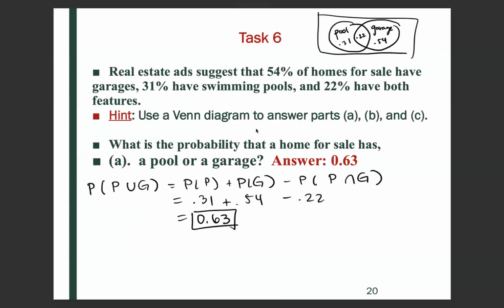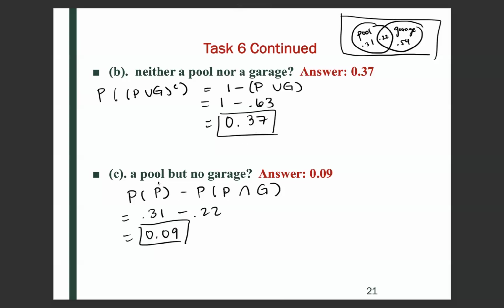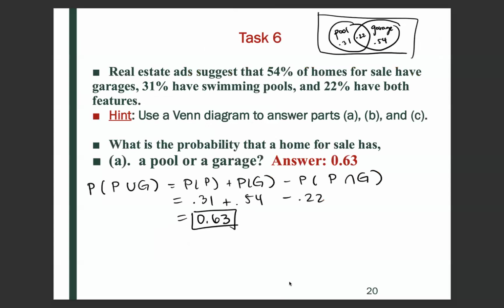And then what is the probability that a home for sale has a pool but no garage? That's the probability of a pool minus the probability of pool intersect garage. So that's 0.31 minus that intersection of 0.22, which is 0.09. And that concludes this recitation video.